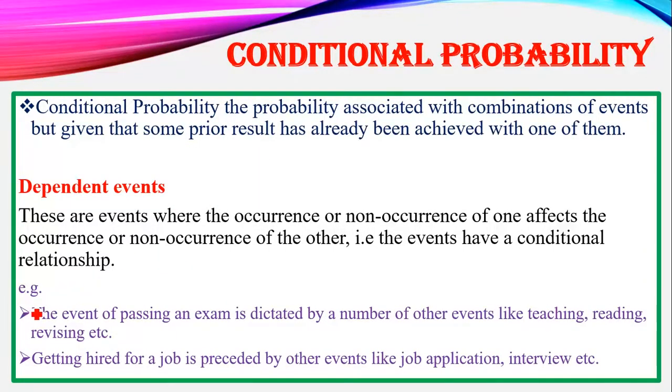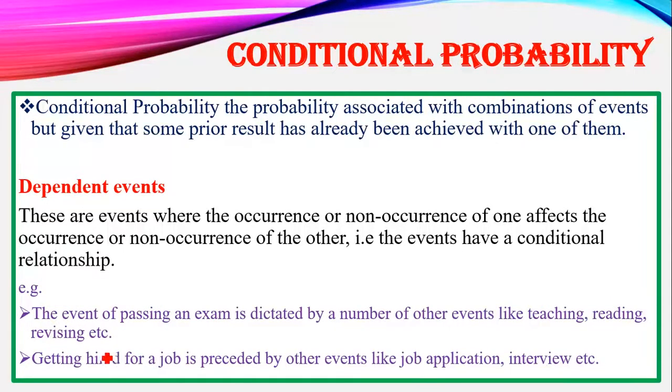Maybe we can look at an example of dependent events. One example: passing of an exam is dictated by a number of events like what? Teaching, reading, and revising. So what do we mean by that? For you to pass an exam, you must be taught, you must read, and you must revise. So that is saying that passing of exams is dependent on being taught, on reading, and revising.